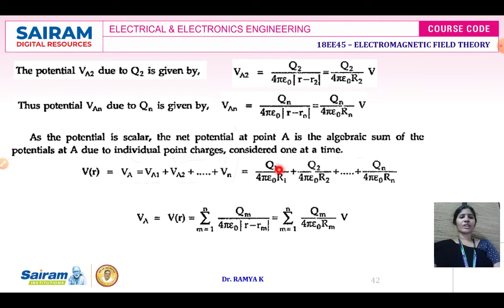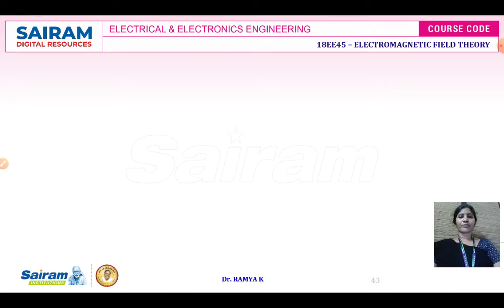Here the varying parameters are Q1, R1 and so on. 1 divided by 4 pi epsilon is going to be a constant. So keep 1 divided by 4 pi epsilon as a constant and put m equal to 1 to n in the summation, and reduce the above equation to the summation of Qm divided by 4 pi epsilon times r minus Rm, which we can write as Qm divided by 4 pi epsilon Rm. The summation ranges from m equal to 1 to n, which specifies the point charges, that is first point charge, second point charge, third point charge, fourth point charge. Likewise, n number of point charges will be represented in this summation m.